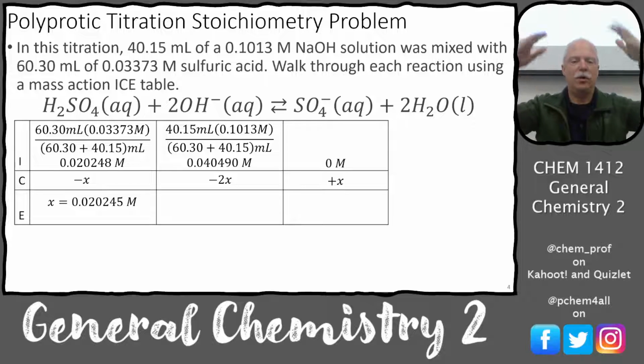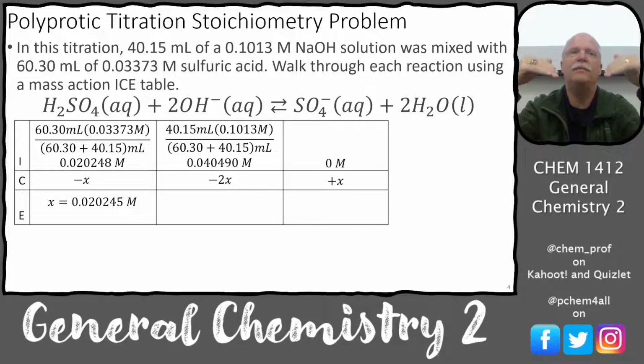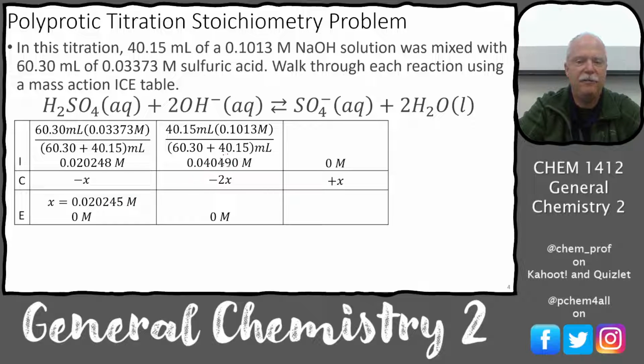Okay, so since we're going to endpoint, we're going to run out of both of these at the same time. That's the whole point of a titration, to have both of these run out at the same time. So both of these will go to 0. It doesn't exactly work out because the titration's never exactly perfect, okay? But it's close. You see if X is 0.020245, that's about half of this. It's close to 0.020248. But, you know, in the titration, both of these are going to 0. And so we'll go with that. And then our sulfate that shows up is that 0.020245 molar.